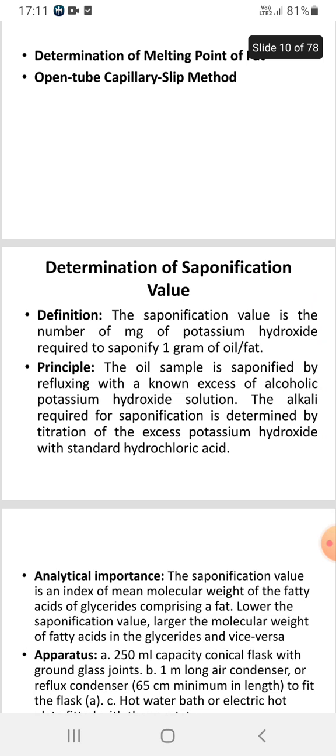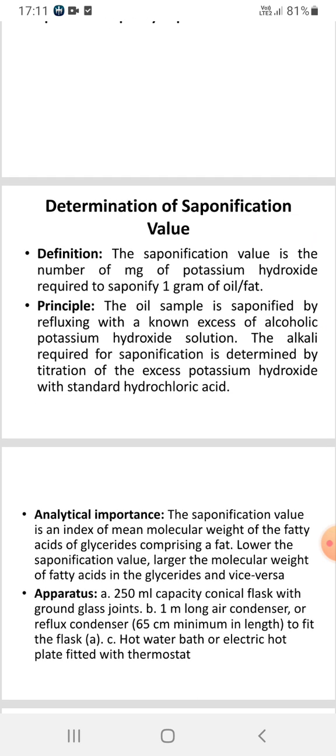the saponification value. When fat is taken and potassium hydroxide is added to it, soap is formed. So saponification value, as the name suggests, soap, saponification. Saponification value is the number of mg of potassium hydroxide, KOH, required to saponify 1 gram of oil or fat. So the fat is taken and alcoholic KOH is added to it to make a soap.